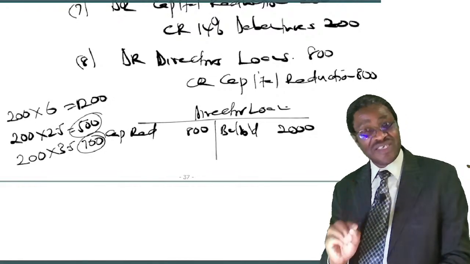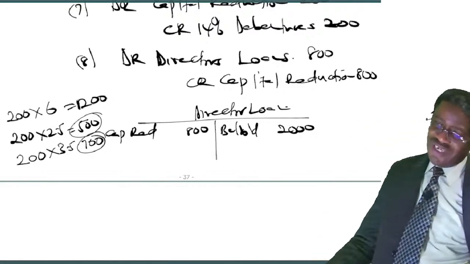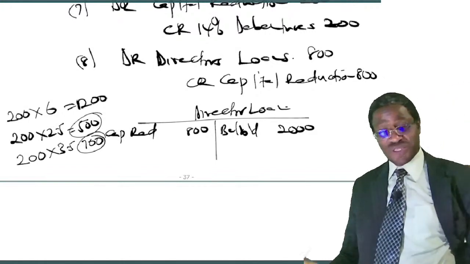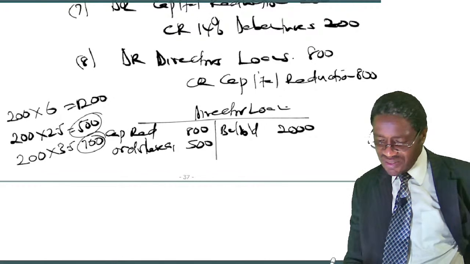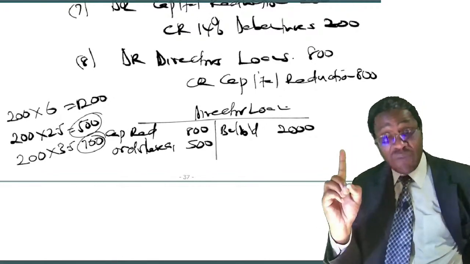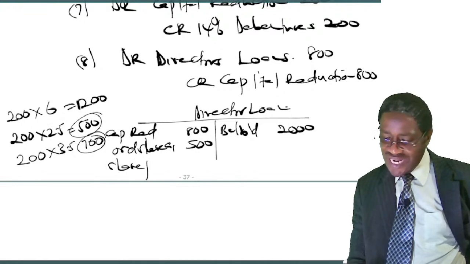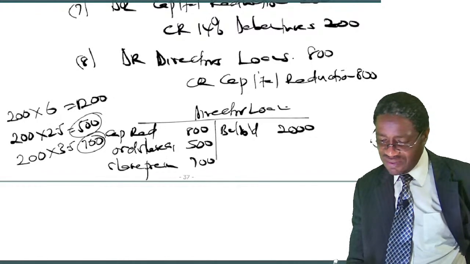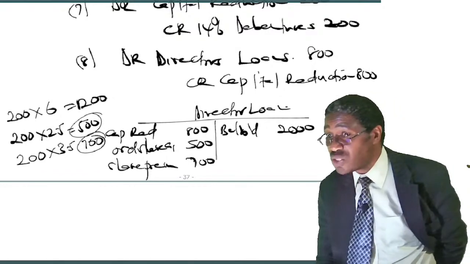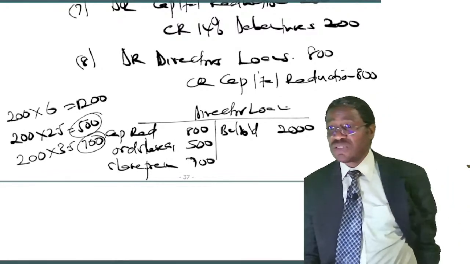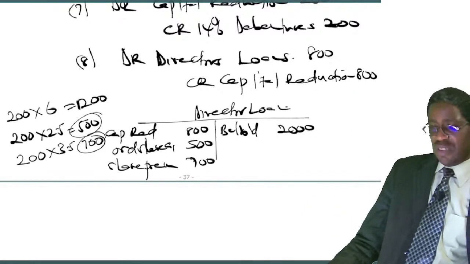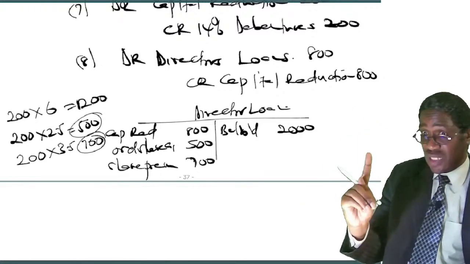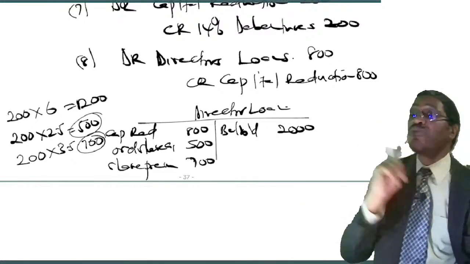700,000. Listen, so what the examiner wanted you to do is to debit directors' loans and you credit ordinary share capital by the nominal, which is 500, and credit share premium by another 700. You can see how tricky the question was. Because, yes, they have given you a discount of 800. Then they are saying for the balance. What is the balance? 1.2.